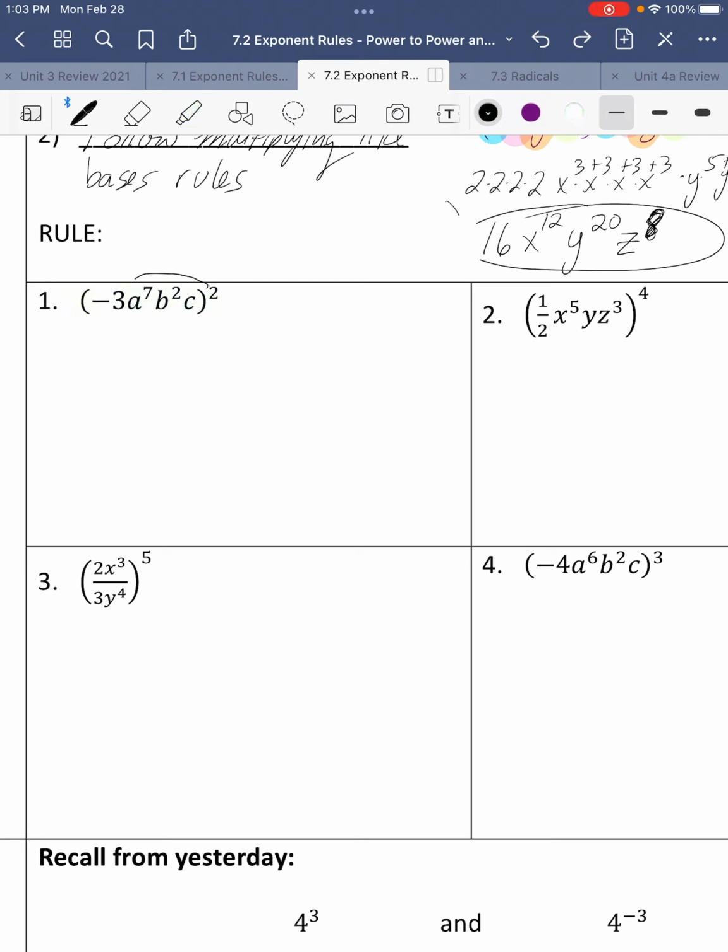So it's going to be negative 3 squared. We're going to distribute to a to the 7th, it's going to be times 2. B squared times 2. And c, that's going to be the first power, so that's going to be c to the 1 times 2. We got negative 3 squared is 9. 7 times 2 is 14.